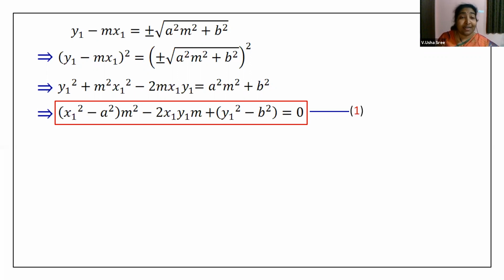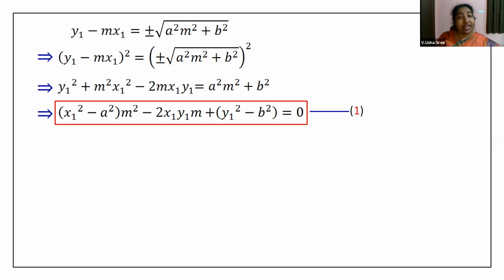Just cast your mind a little back, then you will understand what exactly it is. Yes, you are right. It is a quadratic equation. It is a quadratic equation in terms of m. Now, if it is a quadratic equation, it should have two roots.